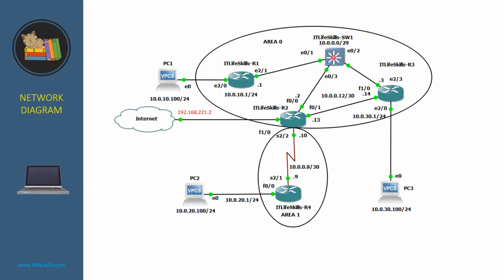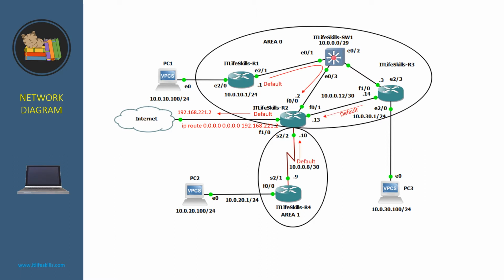We also notice in this network diagram, IT Life Skills Router 2 is connected to the internet, and the ISP router's IP address is 192.168.221.2. To route the traffic to the internet, we need to configure a static default route on router 2 to point to the IP address of the ISP router, and here is the command. Now, to allow other subnets to access the internet, we can configure a default route on each router to point to the IP address on router 2 like this.